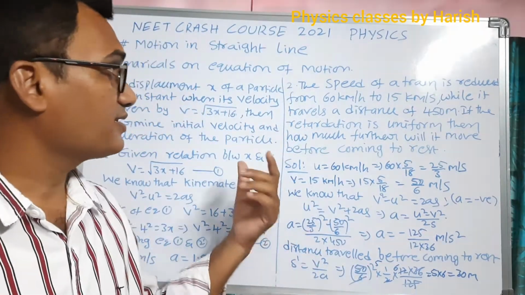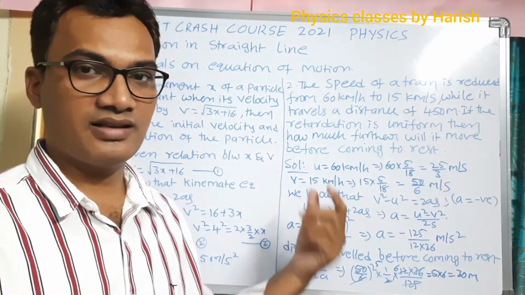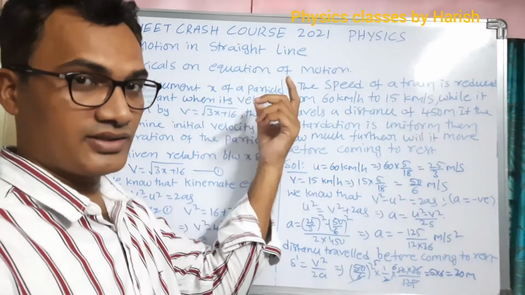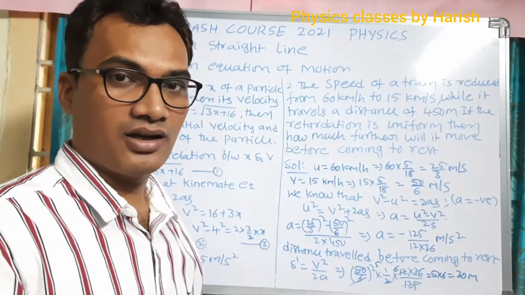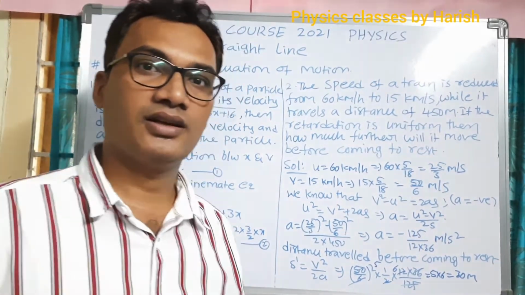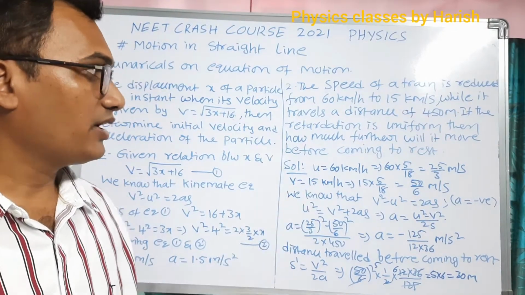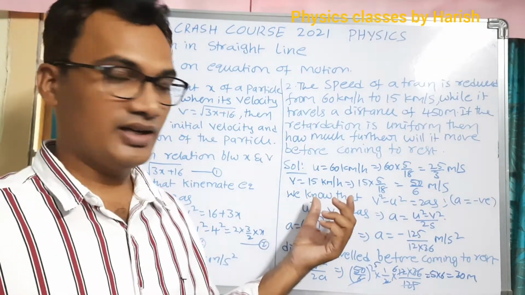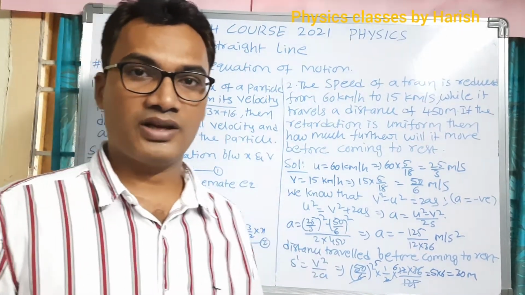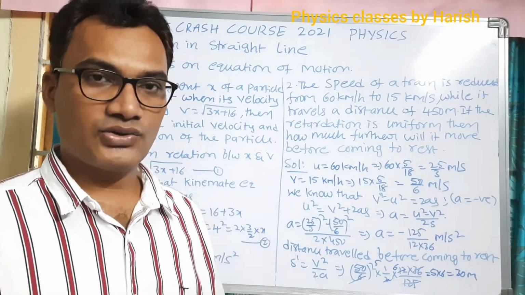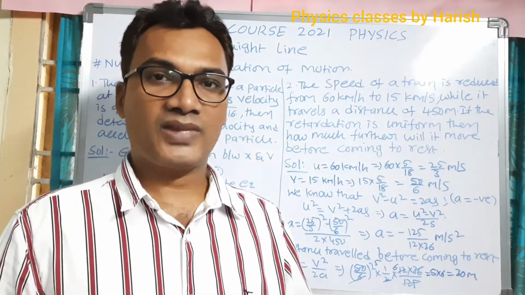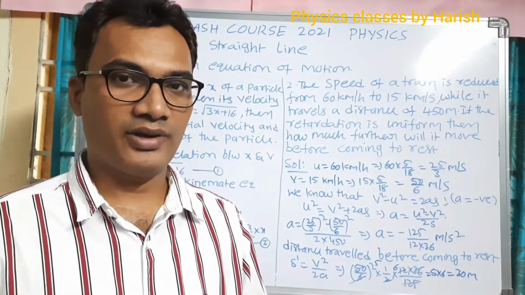Today we are going to discuss the numericals based on the kinematic equations. So here in the NEET crash course we are in motion in a straight line. In the last class we have already discussed the kinematic equations. Based on them we are going to solve the numericals. These two numericals are based on the third equation, v square minus u square is equal to 2as. It is a relation between initial velocity, final velocity, acceleration and distance traveled by the object.